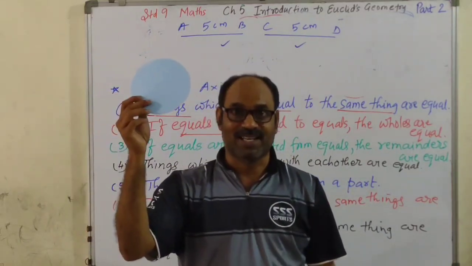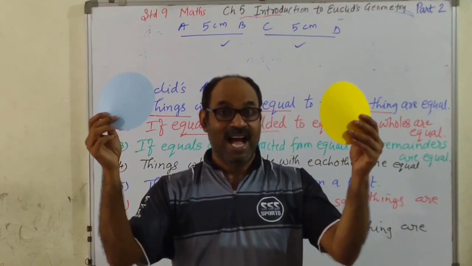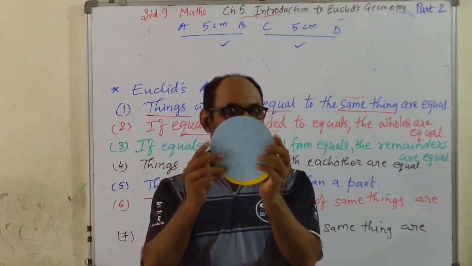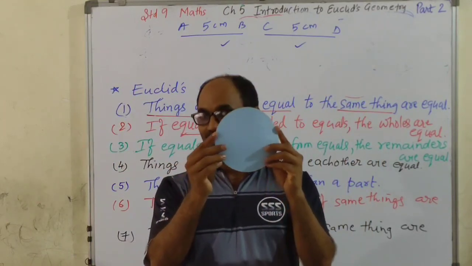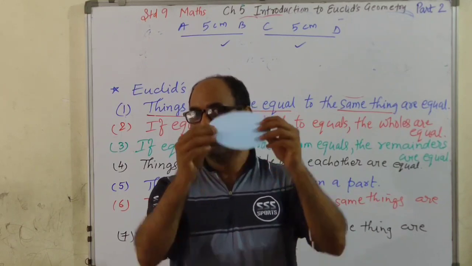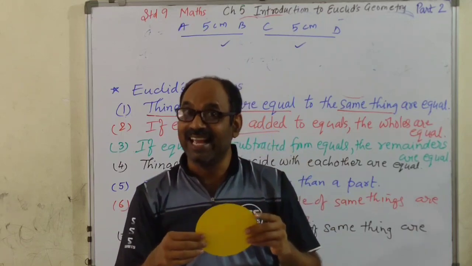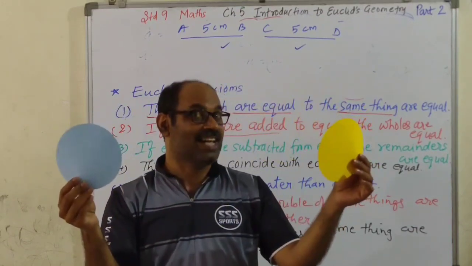You have a blue circle and a yellow circle. If they are coinciding, then they are equal. Let's see. Which circle can you see? Blue. Now what can you see? Only yellow. It's because they are exactly coinciding. So these two circles are equal.